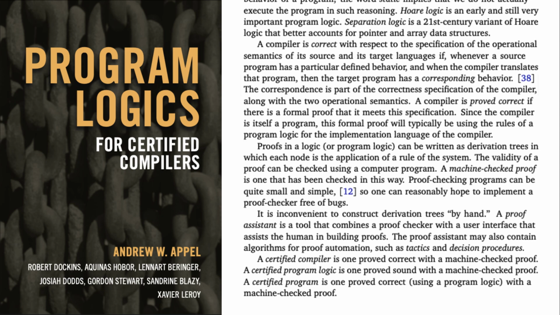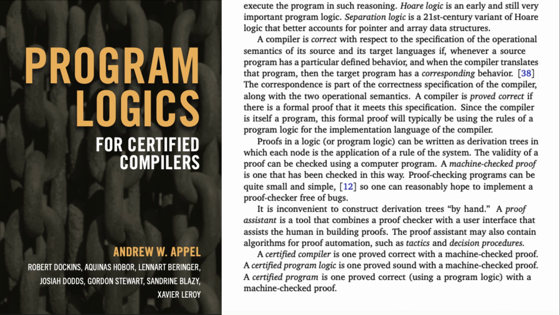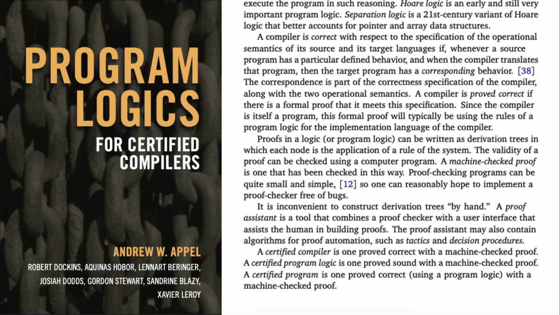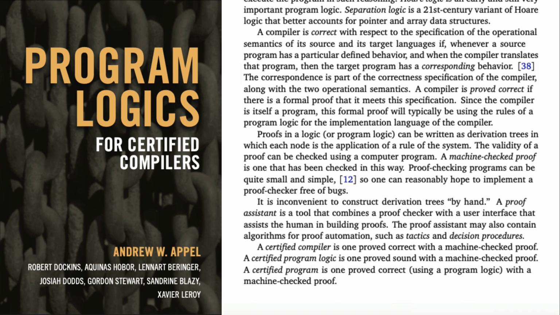A certified compiler is one proved correct with a machine-checked proof. A certified program logic is one proved sound with a machine-checked proof. A certified program is one proved correct using a program logic with a machine-checked proof.